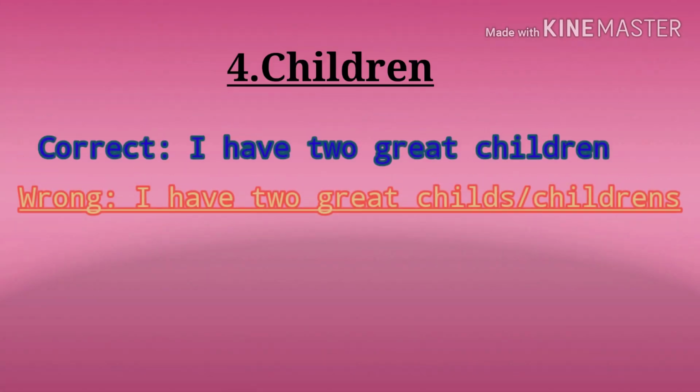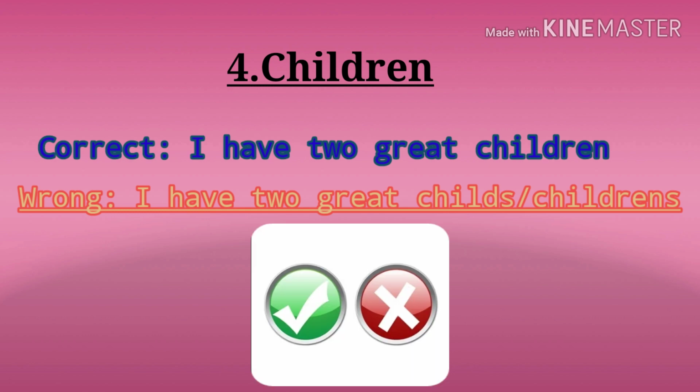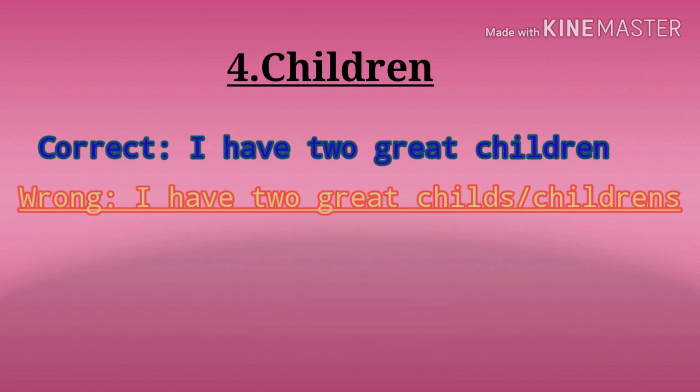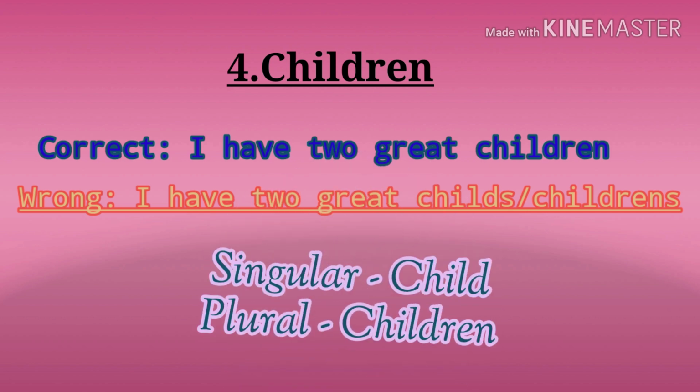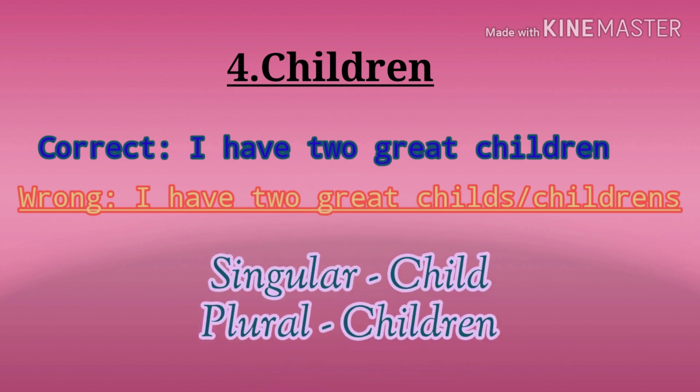And the fourth and very common mistake is children. Just look at the correct sentence: "I have two great children." And the wrong sentence is "I have two great childs." Childs is the wrong word actually. And instead of that, people are using children's. That is also a wrong word. Child is the singular word and children is the plural word.